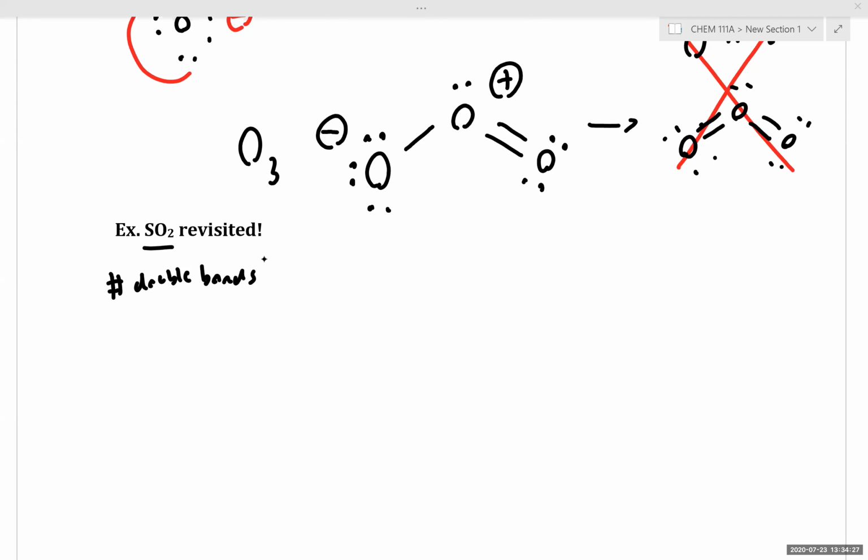So, I need your help here. How many valence electrons does xenon contribute? 8. So we have 8 electrons. Oxygen is 6 electrons. Fluorine is 7 electrons, and we have 4. So we have 28 plus 8, 36 plus 6 is 42.